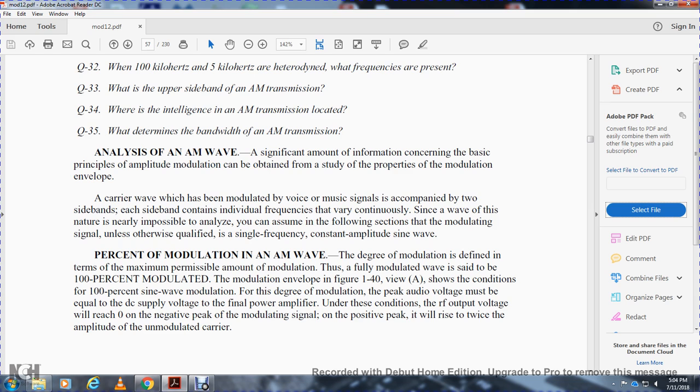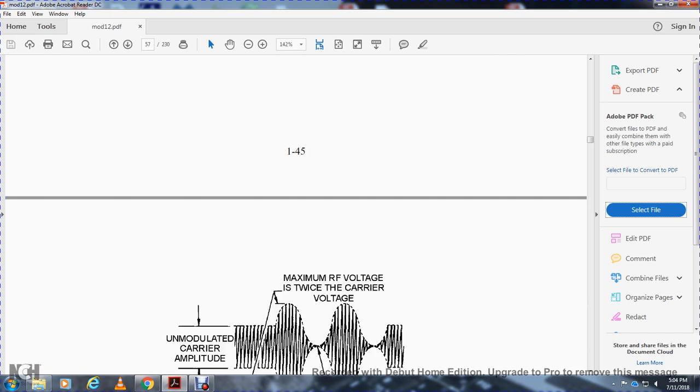The degree of modulation is defined in terms of the maximum permissible amount of modulation. The fully modulated wave is said to be the 100% modulated envelope in Figure 140. View A shows the condition of 100% sine wave modulation. For this degree of modulation, the peak audio voltage must be equal to the DC supply voltage to the final power amplifier. Under these conditions, the radio frequency output voltage will reach 0 on the negative peak of the modulating signal, and on the positive peak it will rise to twice the amplitude of the unmodulated carrier.